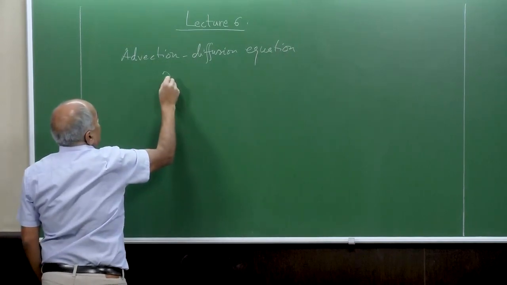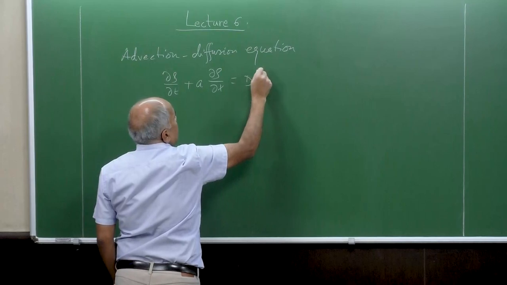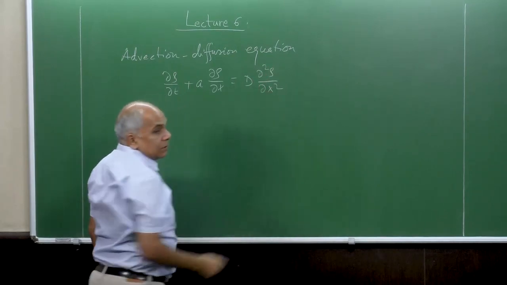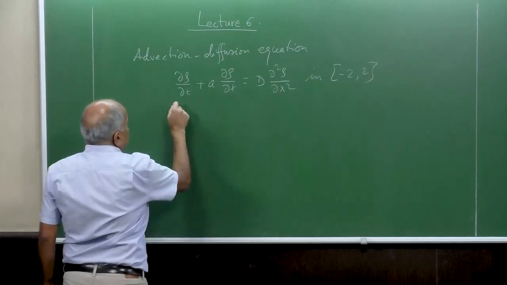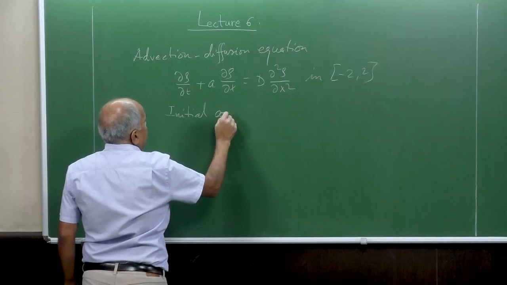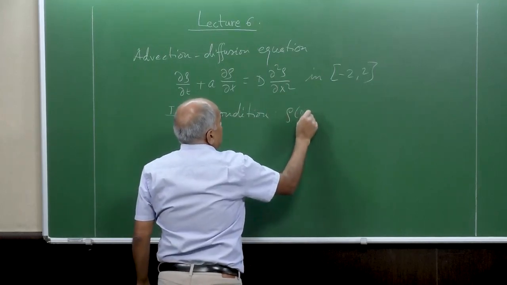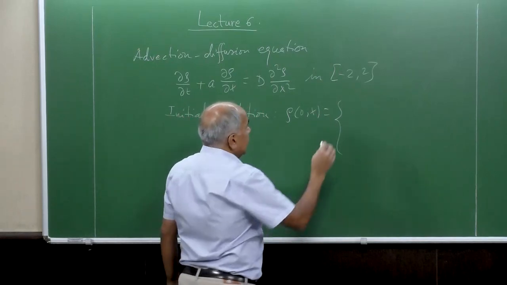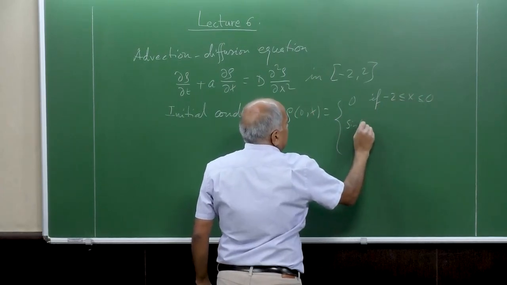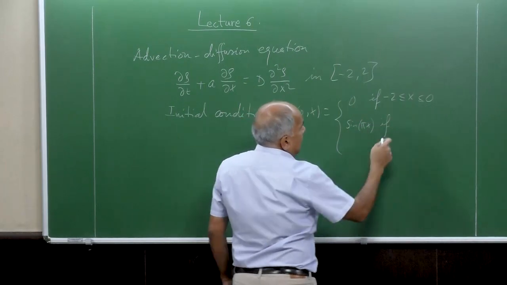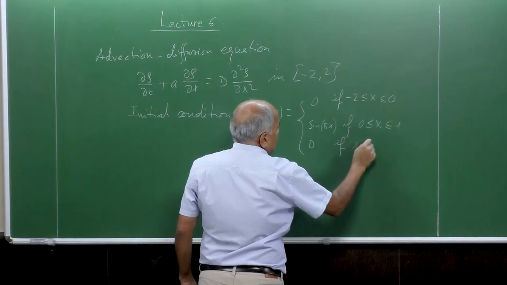equation. So del rho by del t plus a del rho by del x is equal to d del 2 rho by del x square. So it is the same, in minus 2 to 2, with the initial condition same as earlier in the advection case. So rho of 0, x, I just take a window function again: 0 if minus 2 less equal to x less equal to 0, sine of pi x if 0 less equal to x less equal to 1, 0 if 1 less equal to x less equal to 2.